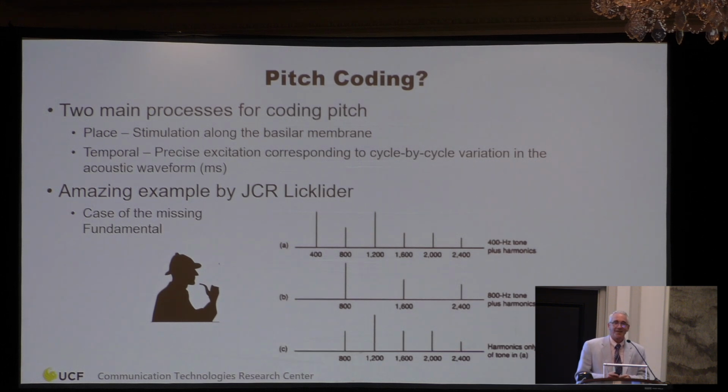The third one, most people at the time of Licklider's day would have said that has a pitch of 800 hertz because that's the lowest frequency in the harmonic complex. But he demonstrated that it has a pitch of 400 hertz. And it has a pitch of 400 hertz because those harmonics interact with each other and create a temporal pattern that the brain codes. And the brain uses the temporal pattern, in this case, more than the spectral pattern in order to determine the pitch.